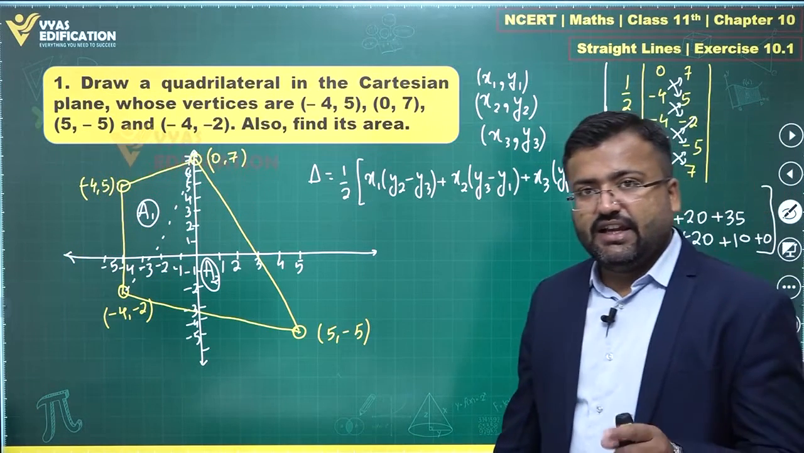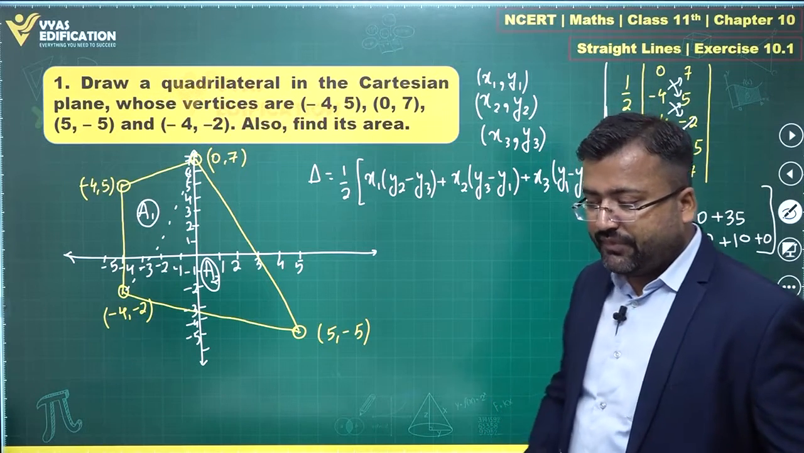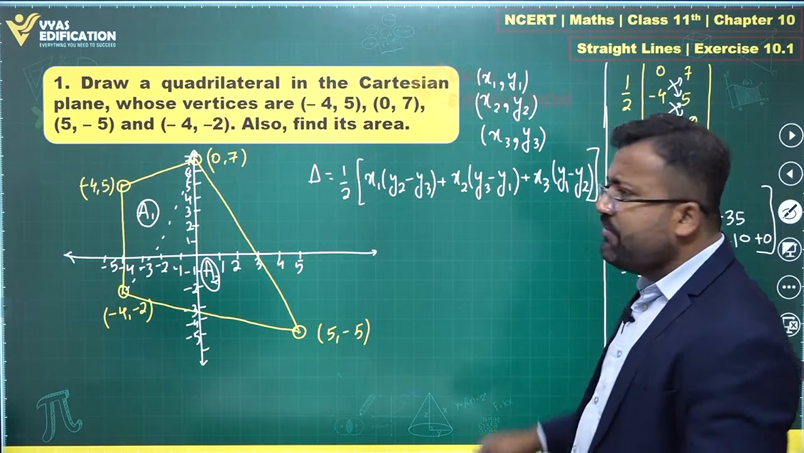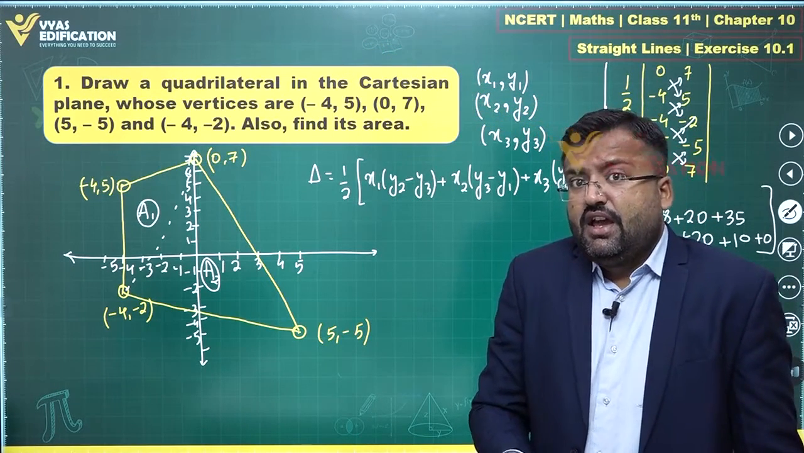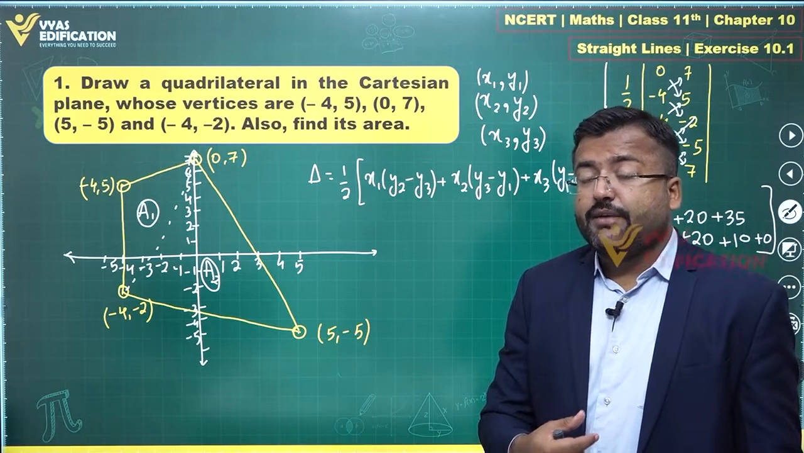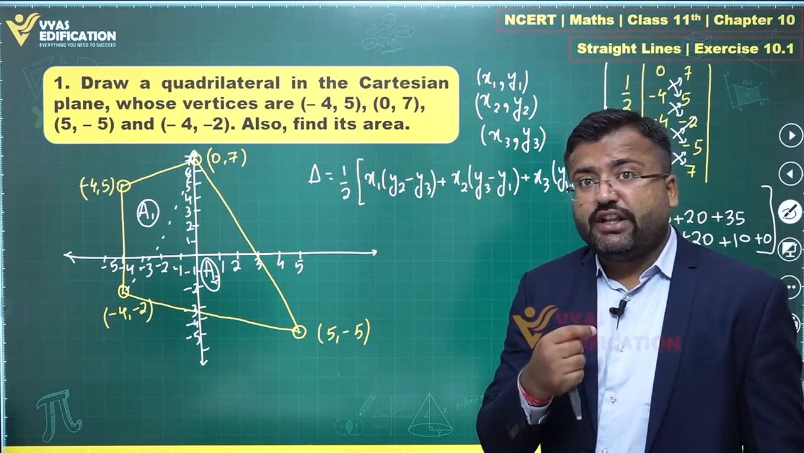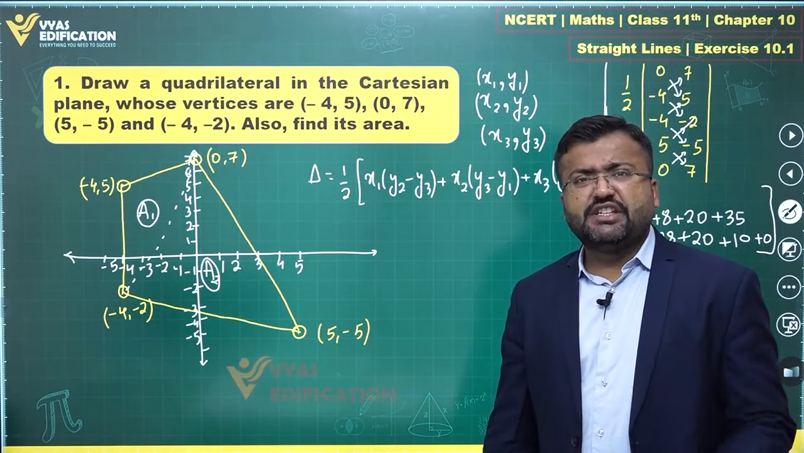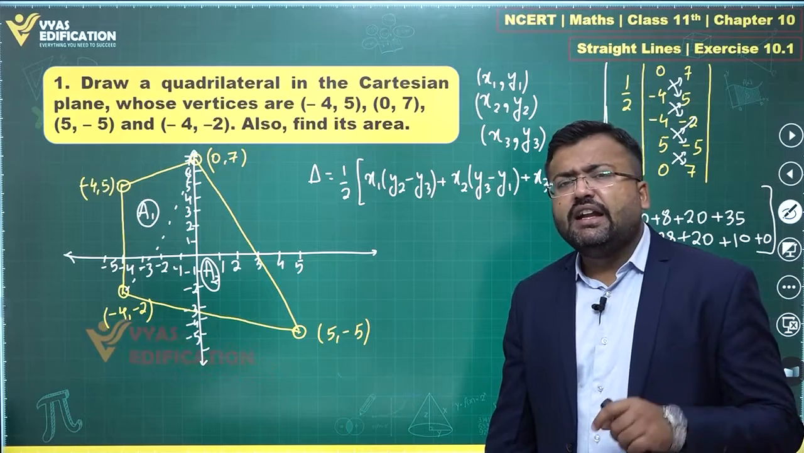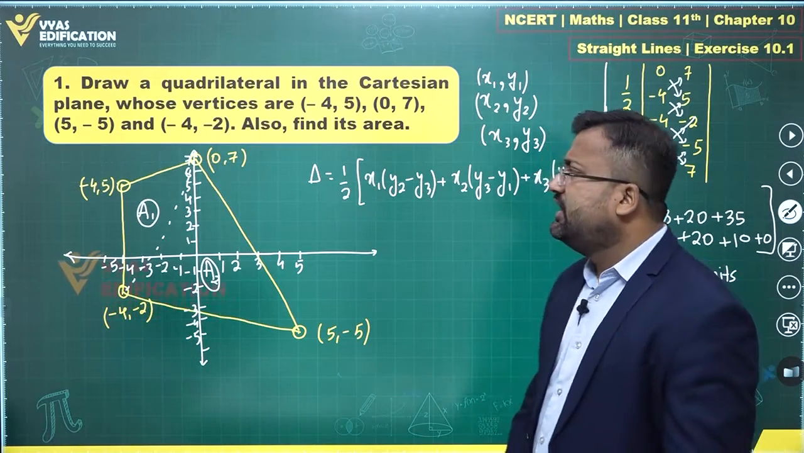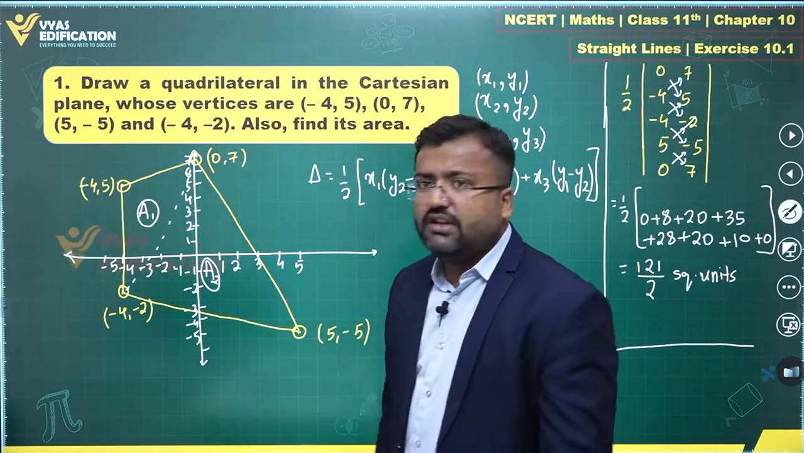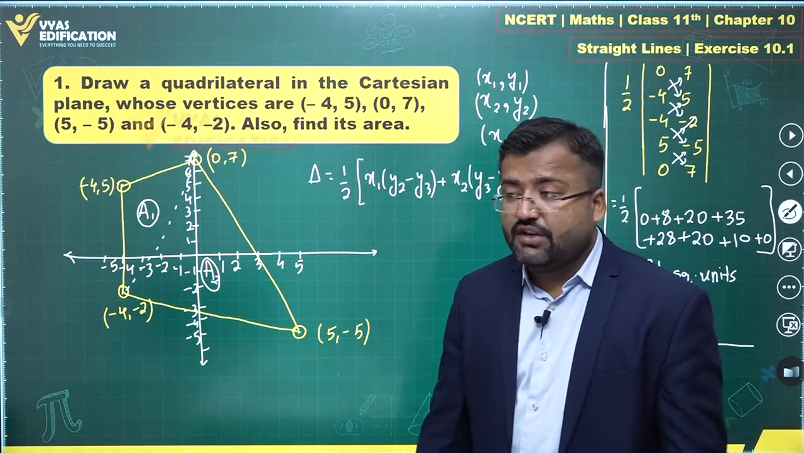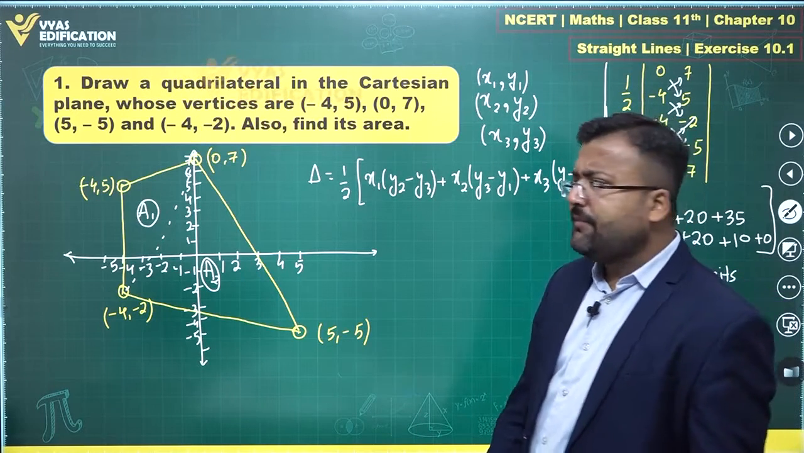And at the end, consider one more thing. This particular value may come out to be negative, but area is always positive. So you'll have to take the absolute value of this expression if this value comes out to be negative. And when will this value come out to be negative? Actually, if you consider the vertices in clockwise order, this value comes out to be negative. So we should always consider vertices in anti-clockwise order. Yes, you should always do that.